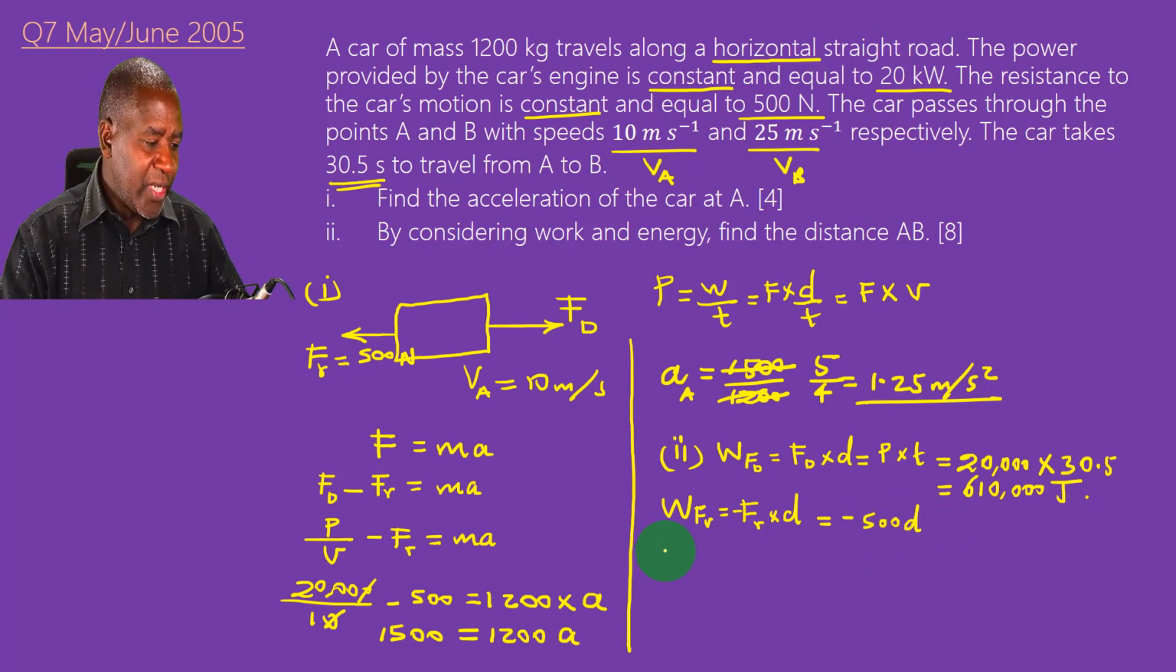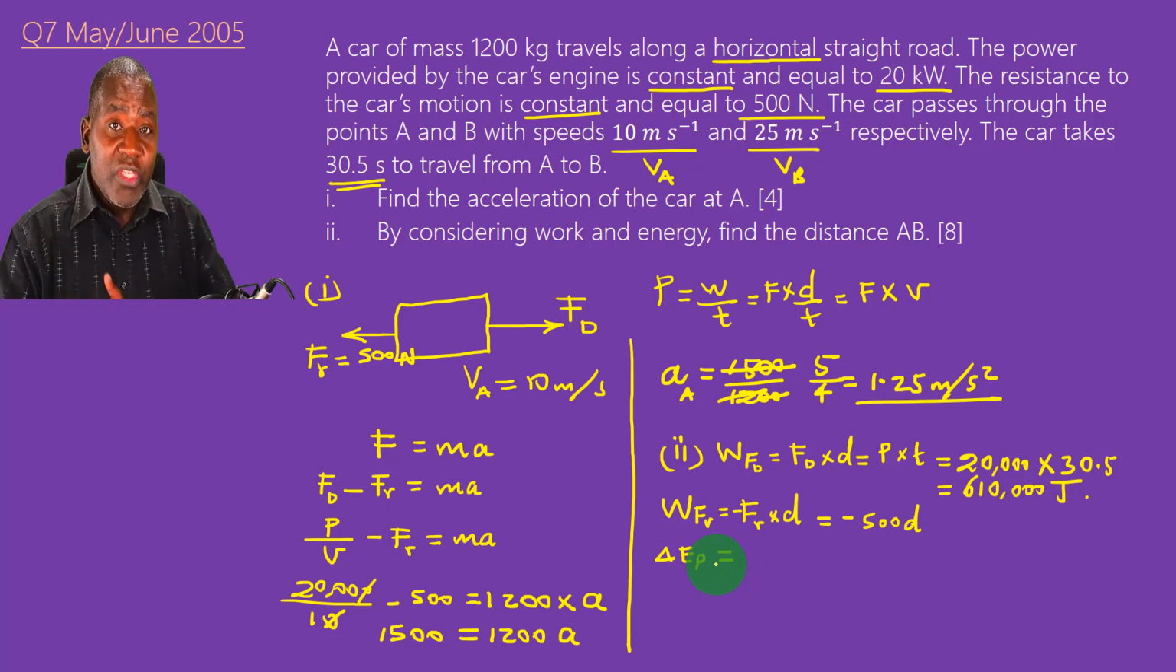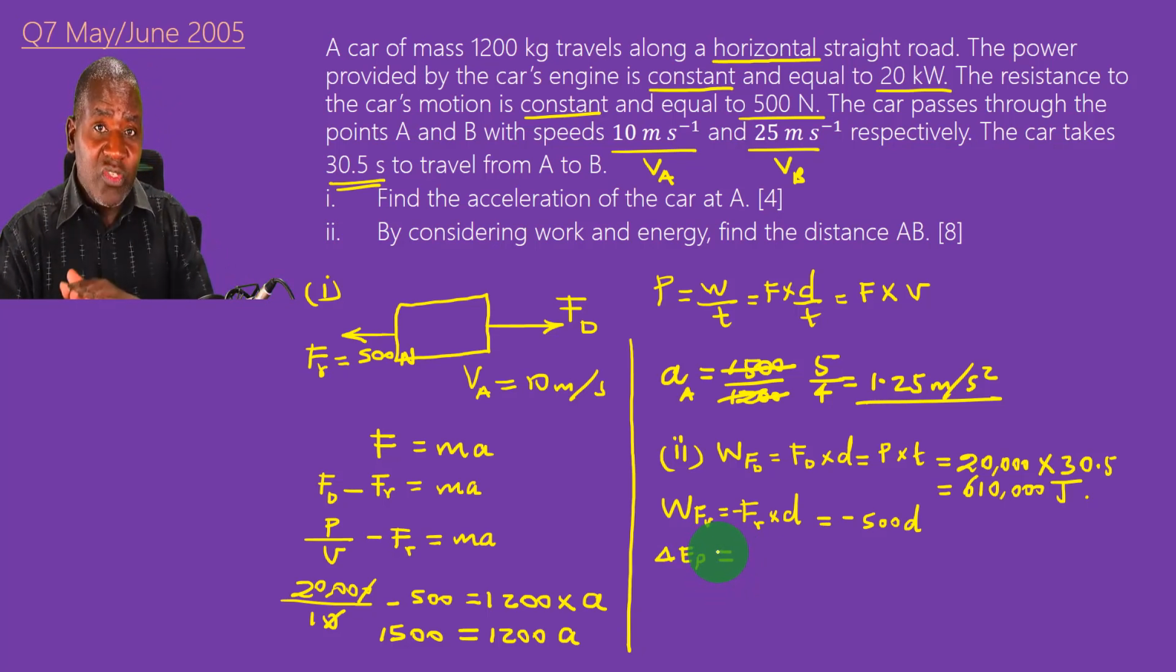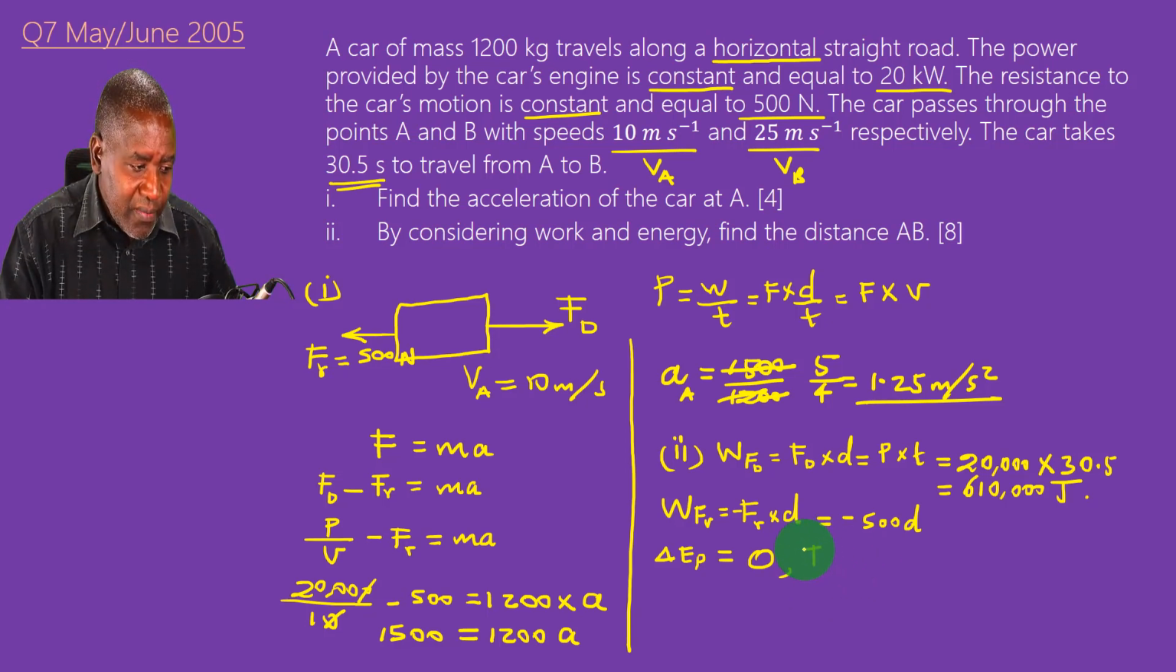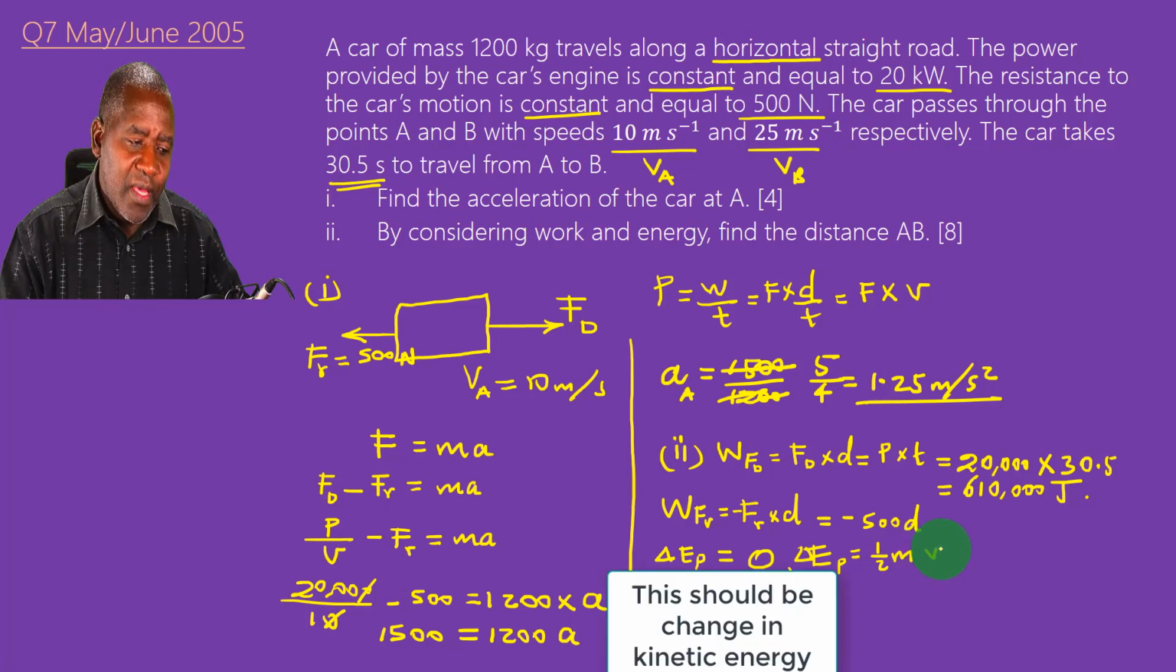The third component is the gain in potential energy. We check for one thing. Is the height changing? The height is not. The path is horizontal. So this is 0. And the last one is the gain in kinetic energy, which is a half mv squared minus a half mu squared.